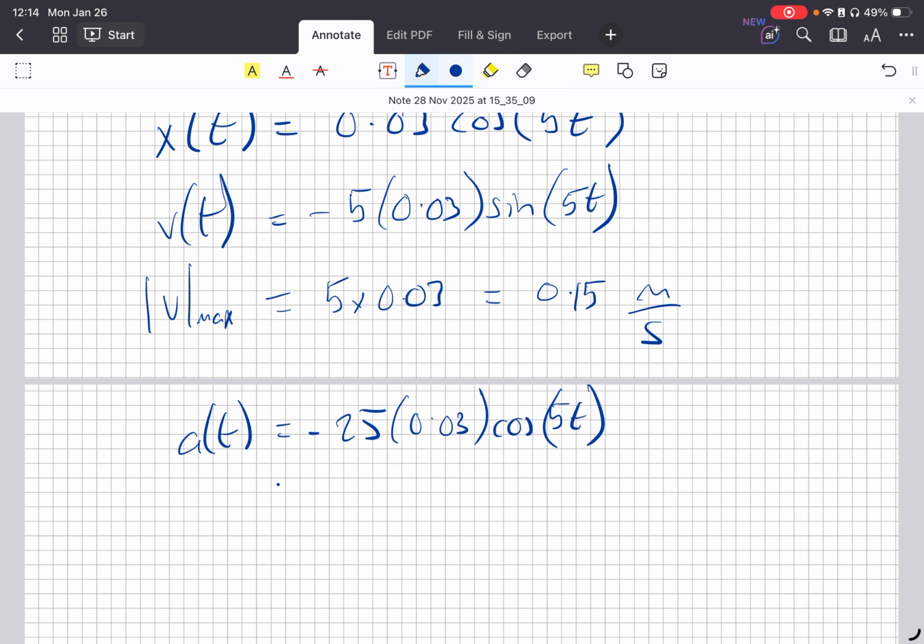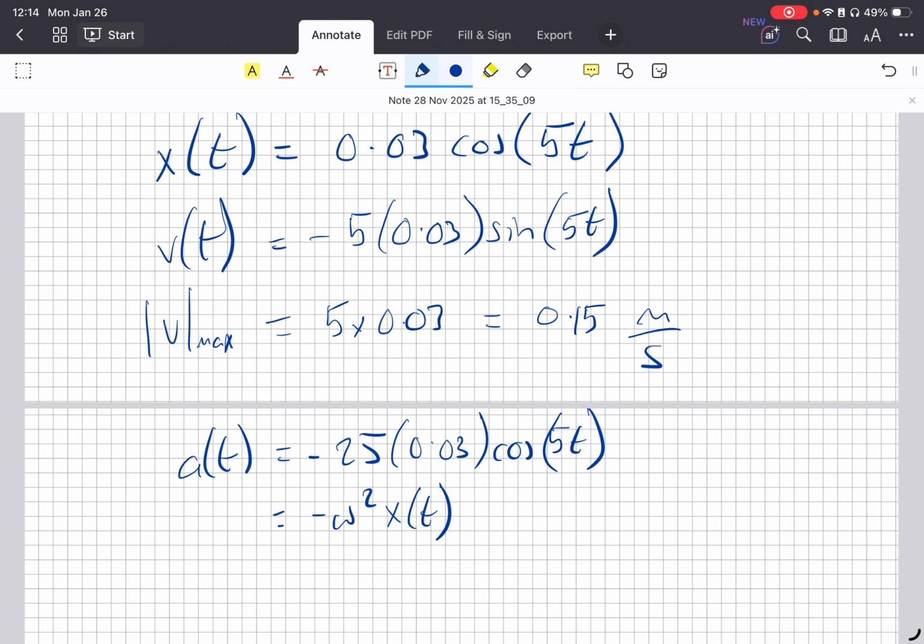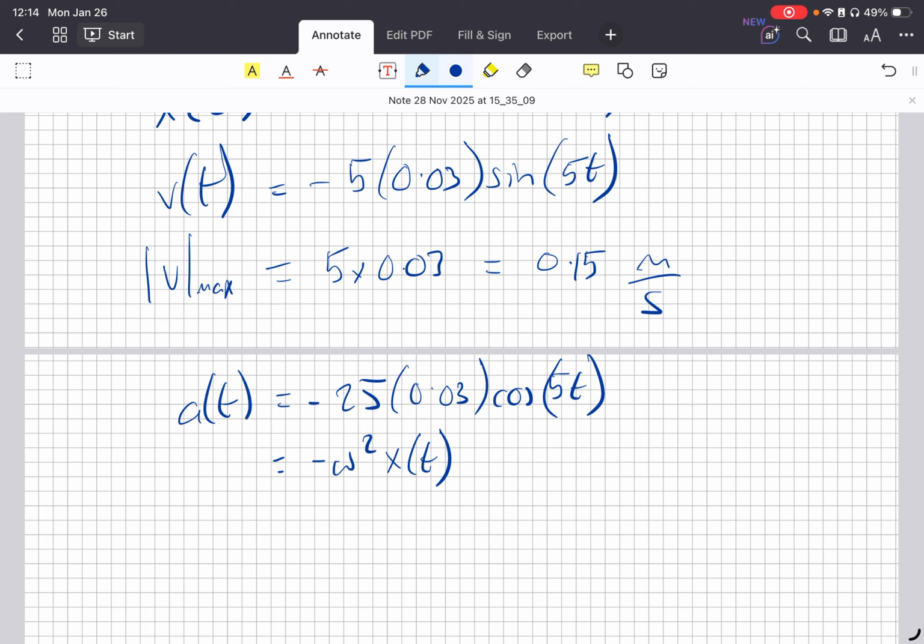And indeed, if you just compare, this is just equal to minus omega squared x of t. That is the formula for simple harmonic motion that we have to solve to get the equations. Just as a sense check, that's exactly what we've written down here. Minus omega squared is this minus 25, and then this expression is our x of t.